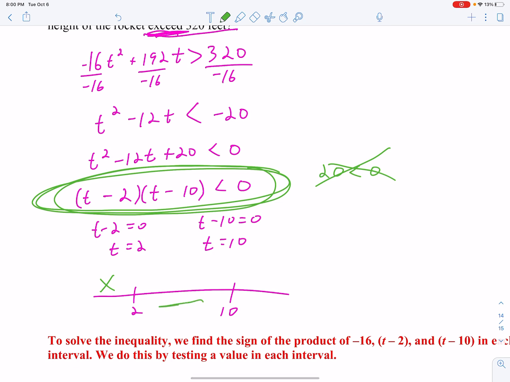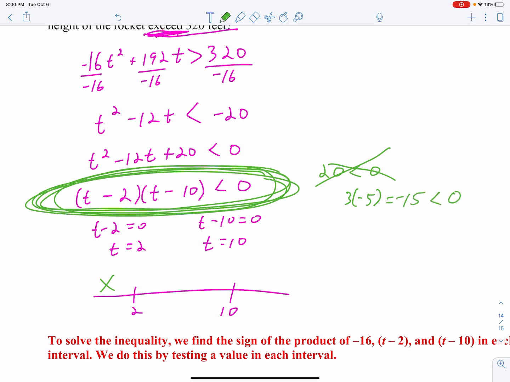Now we pick another number in between 2 and 10. Pick easy numbers, like 5. Let's plug a 5 into this factored version here. So 5 minus 2 is 3. 5 minus 10 is -5, which is -15, right? Is that less than 0? Yes, it is. So we'll put a plus sign here for this interval because it works. Now the nice thing is you pick any number in these intervals and test it, then it makes it true for the whole interval.